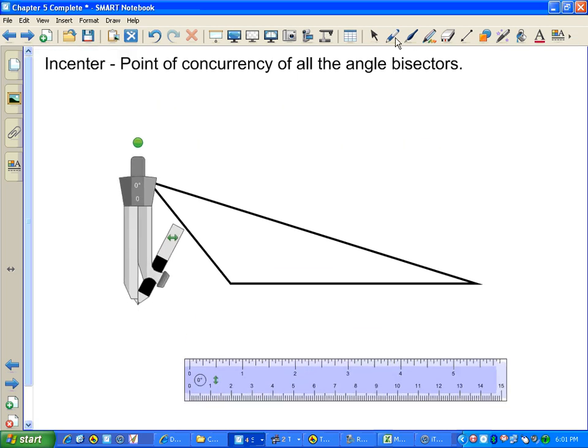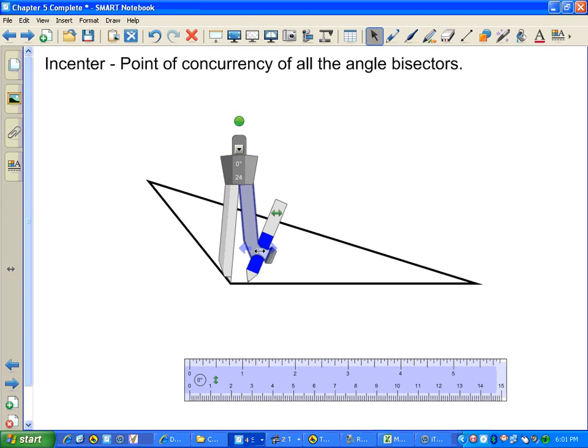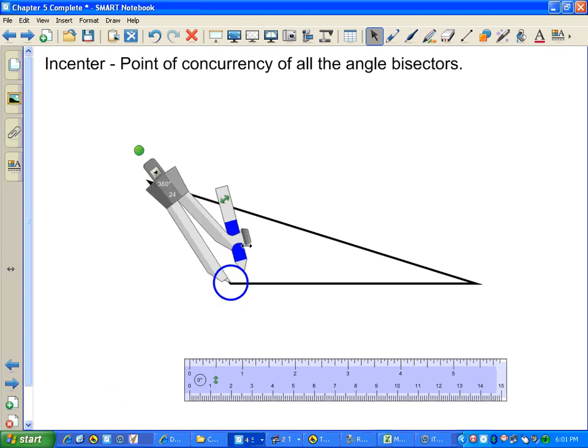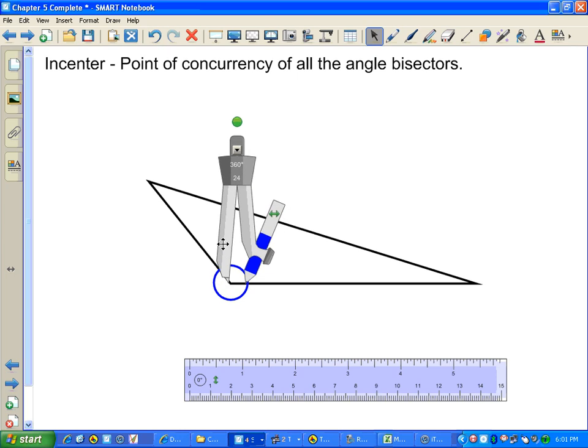So if you remember the construction for an angle bisector, we're going to start by making a circle at our angle. So I'm just going to do that to all three angles first.